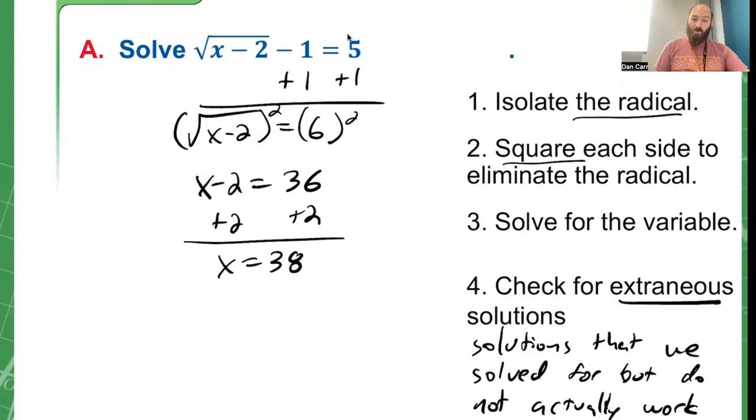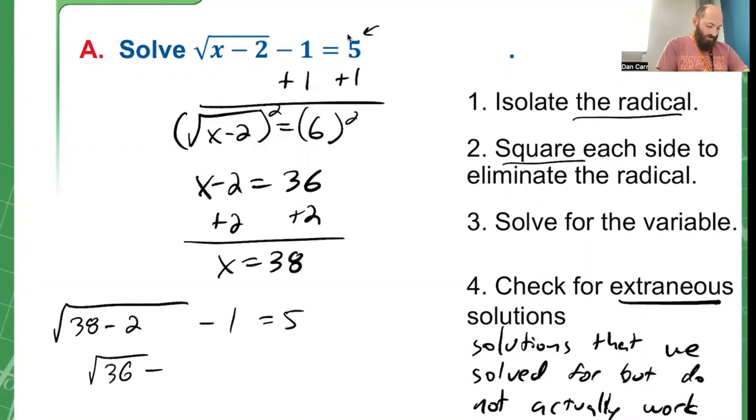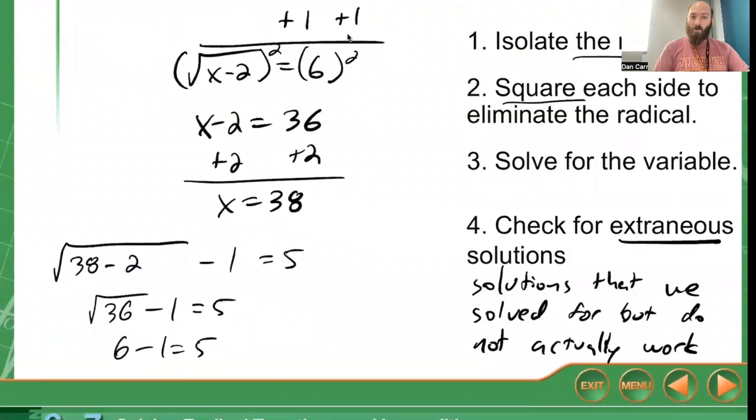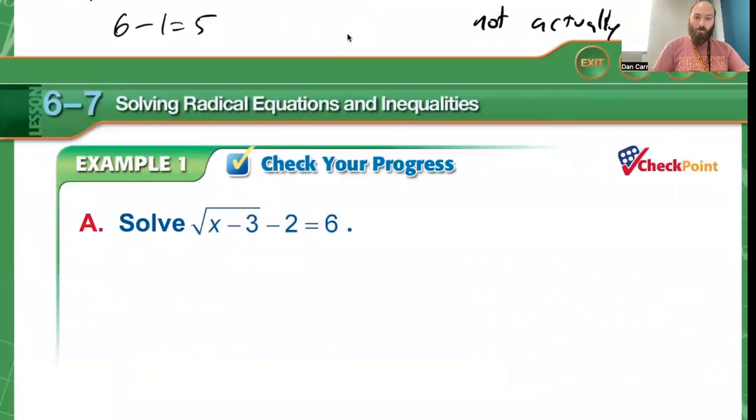Here's the check for extraneous solutions. I'm going to plug 38 back into the original problem. So if I take the square root of 38 minus 2 and then minus 1, does that equal 5? So that's going to become the square root of 36 minus 1 equals 5. Square root of 36 is 6, minus 1 equals 5, and that does check out. So this one is good. It's not extraneous. Okay. Here's what you can do on your own.